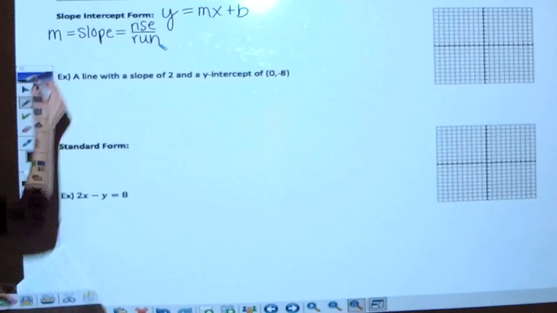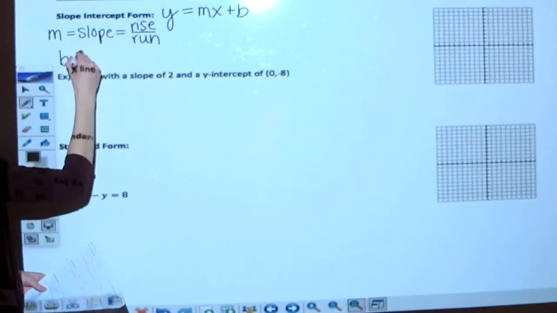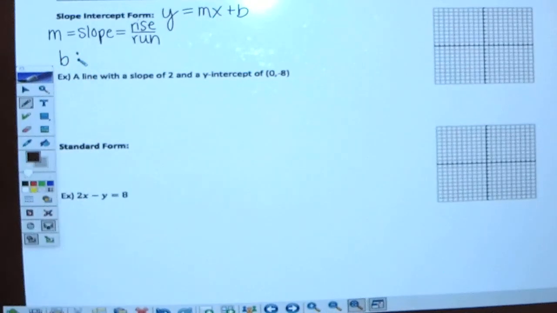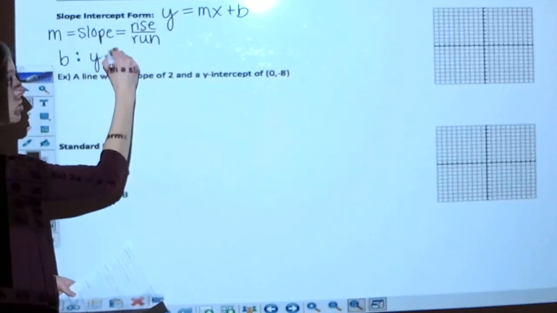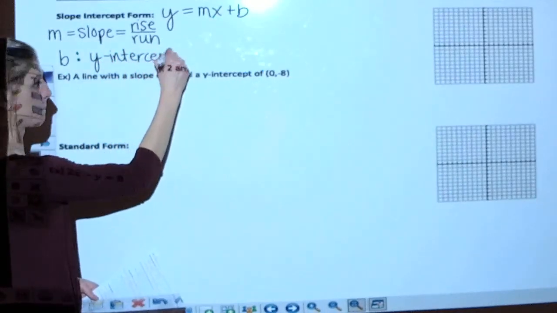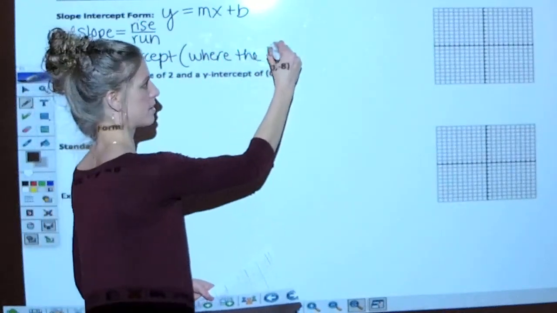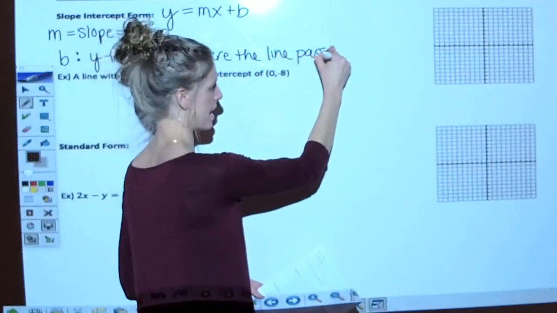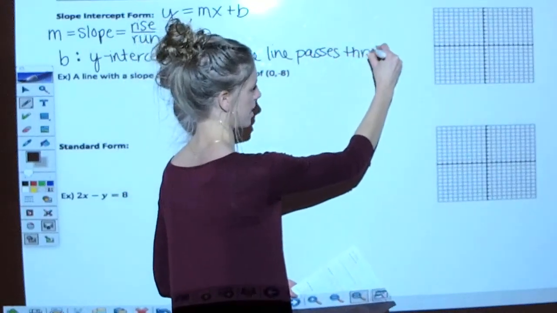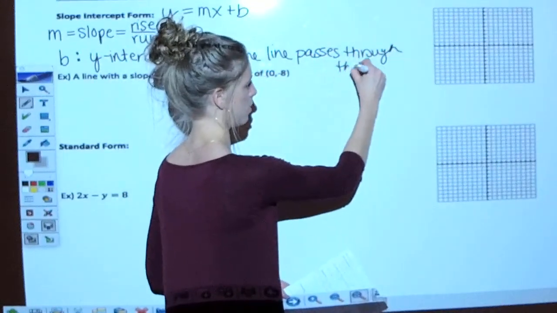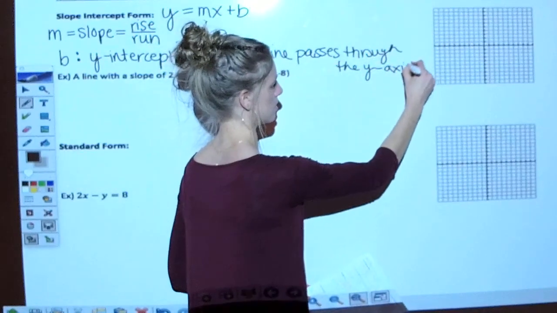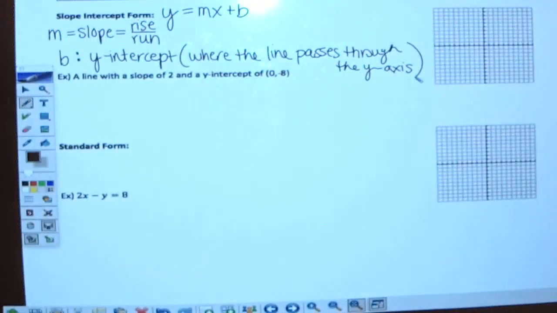Okay, and then what does the b stand for? Because I think that's where most people get confused on this one. It's the y-intercept, and what does that mean? It's when the line touches the y-axis. Where the line passes through the y-axis. That was a great definition, Ryan. So that's what the b stands for and the m stands for.